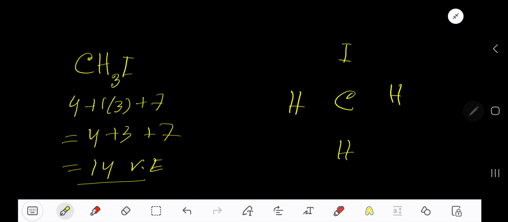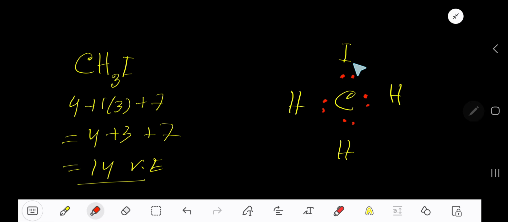These 14 valence electrons have two tasks at the same time. The first task is to connect these 5 atoms together. For connecting, just use 2 dots. And the second task is to satisfy the octet and duet of the atoms.